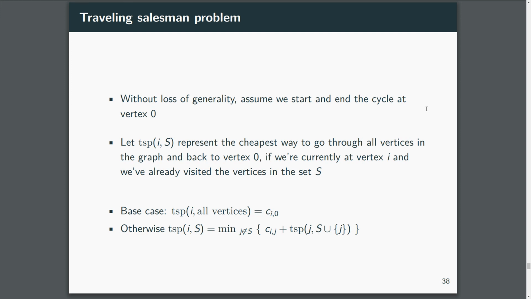So since we go through all the vertices exactly once, we could say that we start at index 0, or vertex 0, that is. And it doesn't change anything for us.